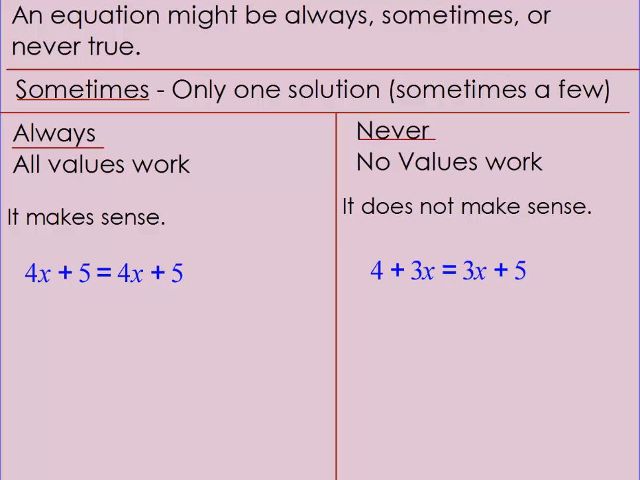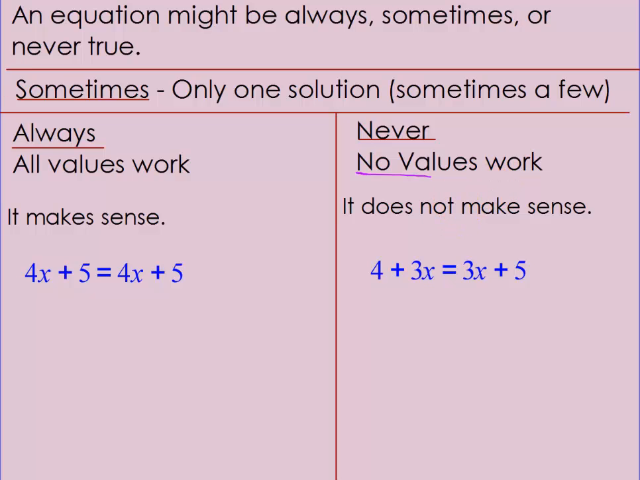All right, so other things about solving equations. Sometimes we have the solutions, but we don't always just have one nice solution. An equation might always, sometimes, or never be true. It's sometimes true usually when there's only one solution, or sometimes there's a few solutions. It's always true when all values for the variable work, and it's never true when no values work for the variable.